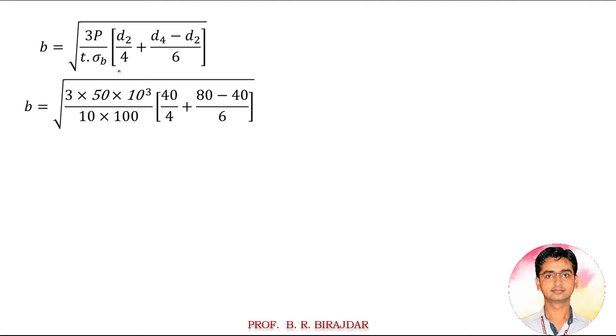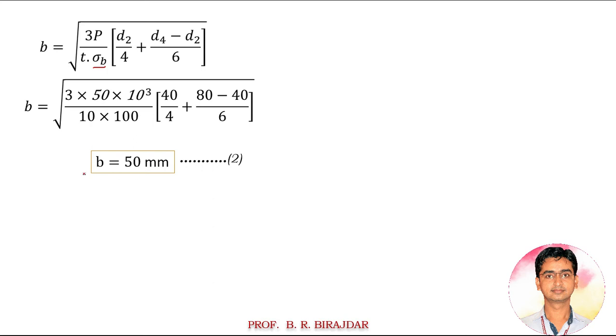Now what is sigma b? It is the bending stress, and here we take sigma b equal to sigma t, the permissible tensile stress for the cotter pin. Remember this: sigma b equals sigma t here, and we calculated the permissible stresses for the socket, spigot end and for the cotter pin. For the cotter pin it is 100. Now we calculate this, and we get b equal to 50 mm.